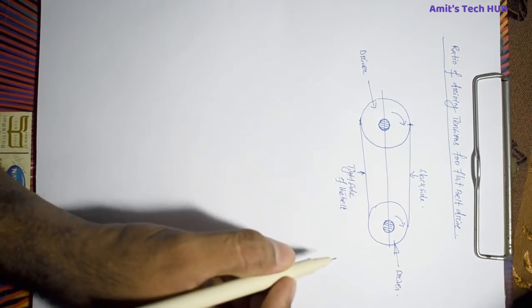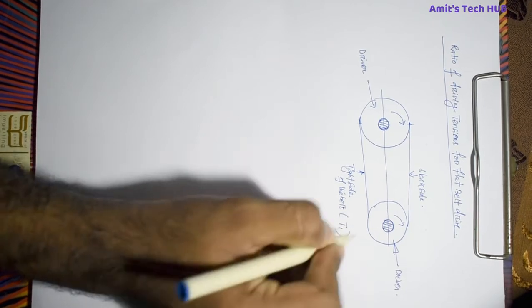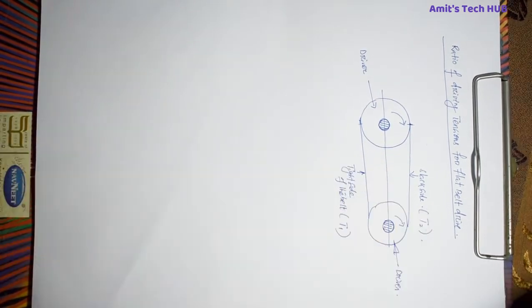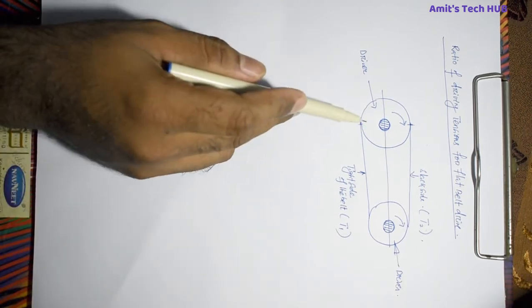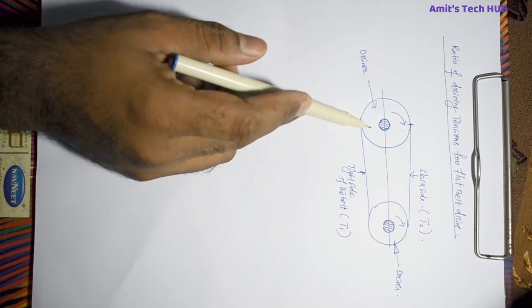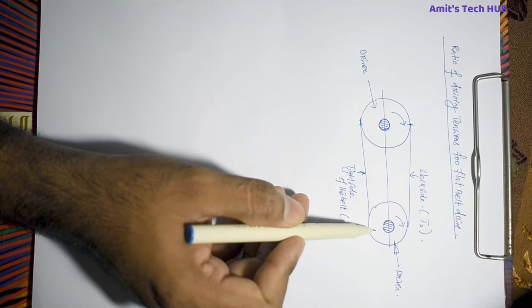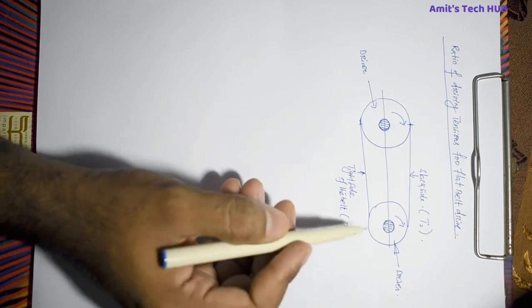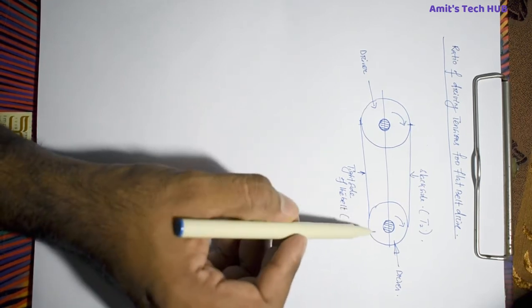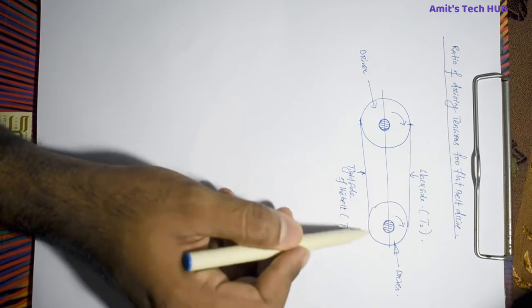So there is a derivation for that. The tight side tension is taken as T1 and the slack side tension is taken as T2. In order to calculate the ratio of the driving tensions, we have to consider the driven pulley. The reason is that the driver pulley always rotates, but the driven pulley may or may not rotate due to slip.